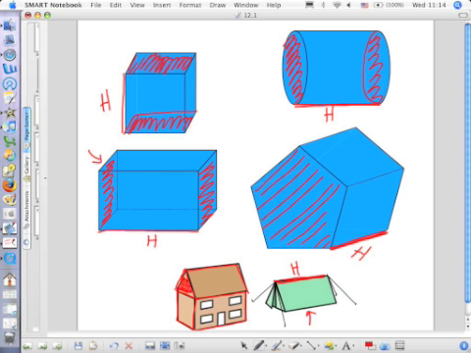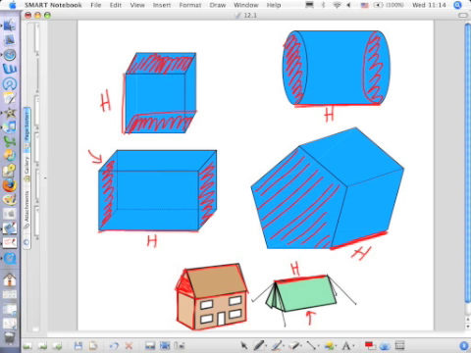This part here and the other side, which means the height of that triangular prism would be the distance between those two. For the house itself, I could choose any side to be the base. I could choose the side wall, the front, or the bottom. The height of the object will change based on what you choose to be your bases.